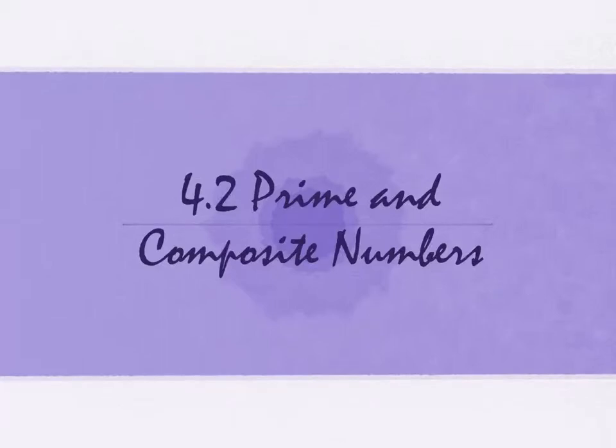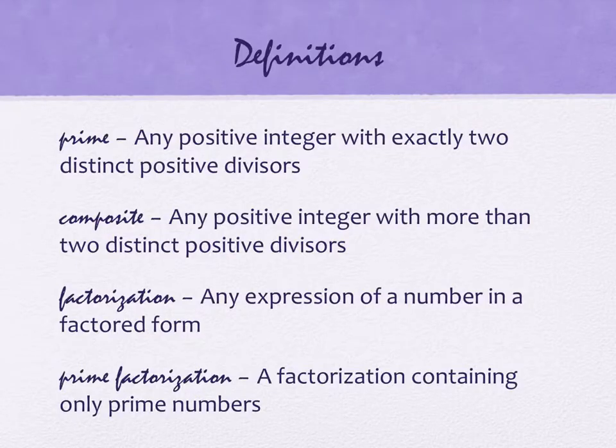Section 4.2 is called Prime and Composite Numbers. It's going to continue our discussion about divisibility, how things are divisible by one another. We're going to start with a little bit of vocab so that we have a sense of how we're working through this together. And the first vocab word we're going to look at is the word prime.